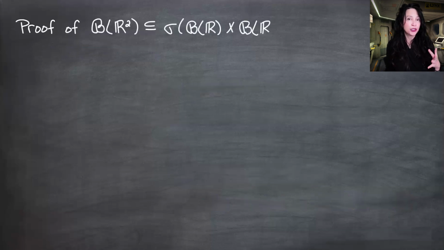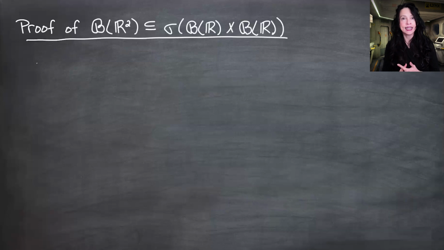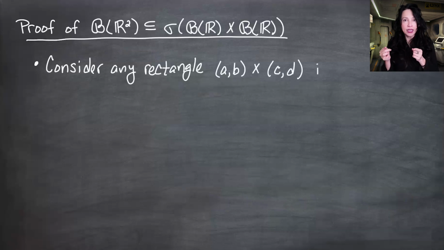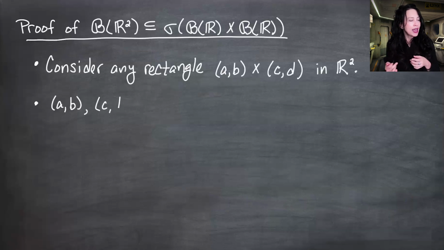So let's prove it. I'm going to show this direction first. I'm going to show that the Borel sets on R2 are contained in the sigma field generated by the cross product of 2 one-dimensional collections of Borel sets. So consider any rectangle like open AB crossed with open CD. This is an open rectangle in R2. Now open AB and open CD, these are both one-dimensional Borel sets. So these are both in the Borel sets on R.